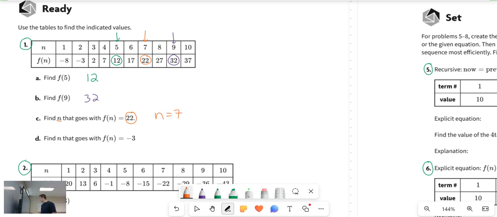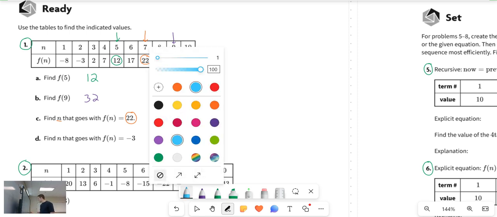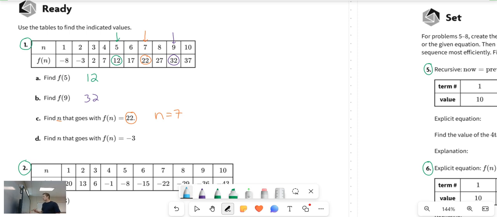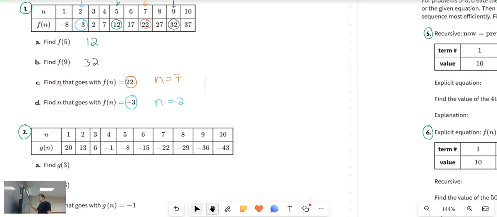And then we'll switch up the colors one more time. Let's go to a blue. Find n that goes with f of n equals -3. So if the output should be -3, it looks like that happens right here. What is the input? Well, the input is going to be this 2, so n equals 2. All right, that's number 1 complete.